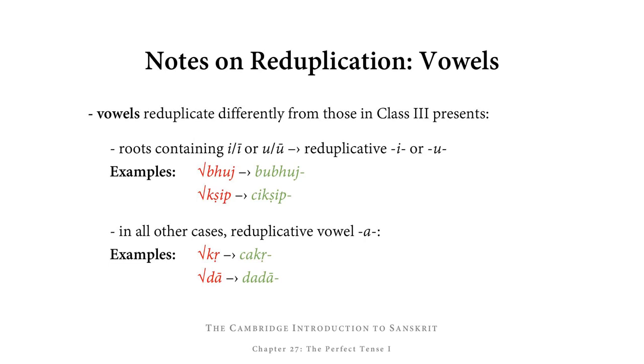So for example of bhuj, we get the weak perfect stem bu, bhuj. Of kship, we get chi, kship. In all other cases, i.e. if a root contains any vowel other than i or u, the reduplicative vowel is a. So for example of kur, as we also saw a minute ago, the reduplicative syllable is cha, so we get the stem cha, kur. And of da, the reduplicative syllable would be da, and so we would get the stem da, da.